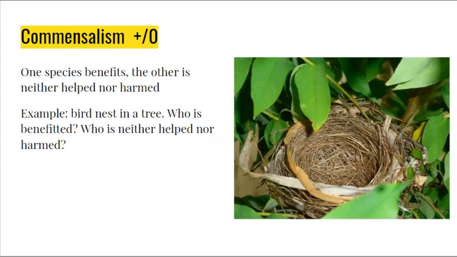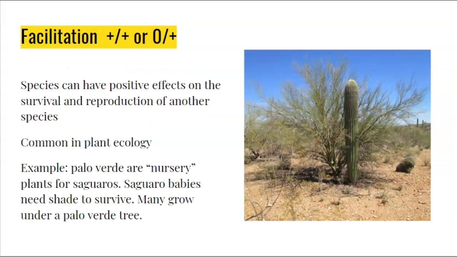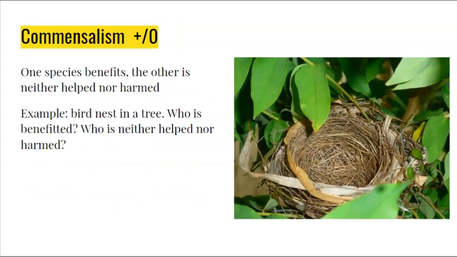Commensalism. This is where one species benefits and the other species is neither harmed nor helped. So like a bird's nest in a tree. Obviously this helps the bird have a place to put its nest, but this doesn't hurt the tree. It also doesn't help the tree. Just kind of meh. There's facilitation, which can have a positive or a zero effect, which is kind of the same as commensalism really, which is a positive zero, right?